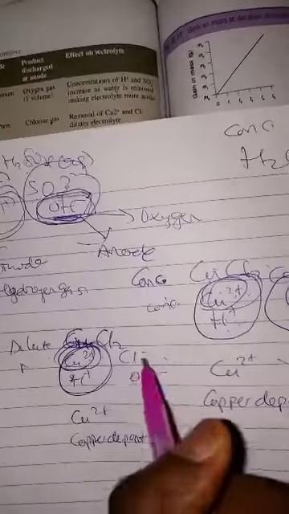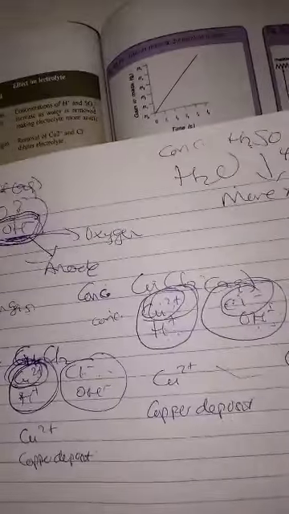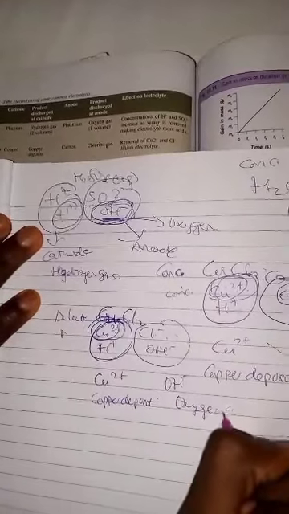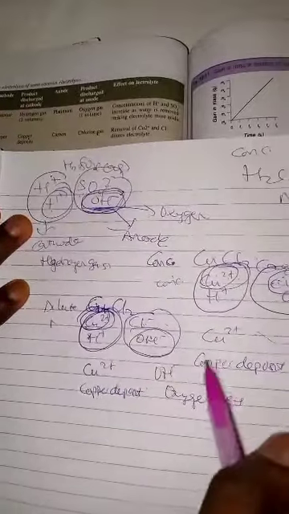Are you following? Then here you have Cl- and OH-. Cl- is not concentrated, it is dilute, so it does not have any advantage. So which one will be discharged? OH- will be discharged, giving you oxygen gas.